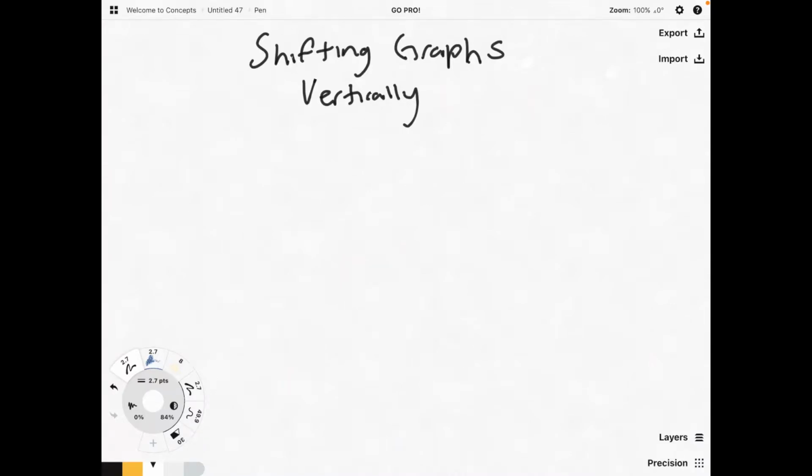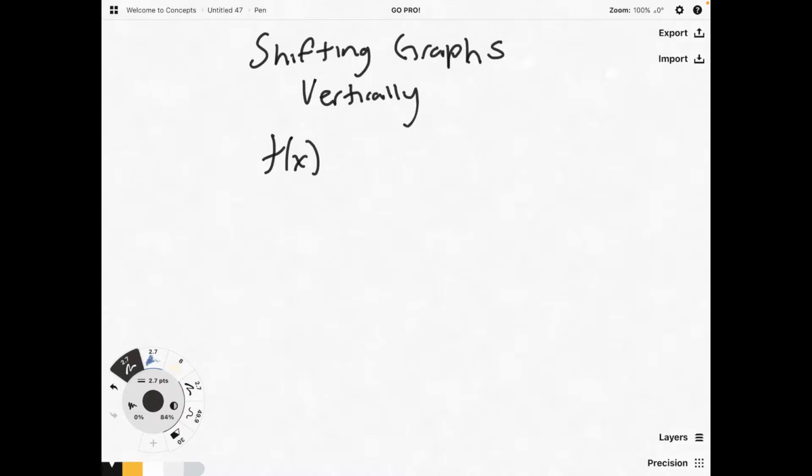Hello, in the next few videos we will be looking at how to manipulate graphs. Specifically in today's video, we will look at how to manipulate a function or graph to vertically shift in the positive and the negative direction. If you have the function f of x, all you need to do is add or subtract a constant c to move the graph vertically up or vertically down.